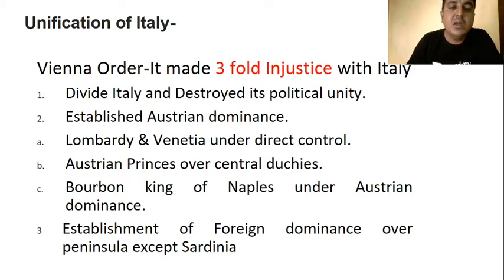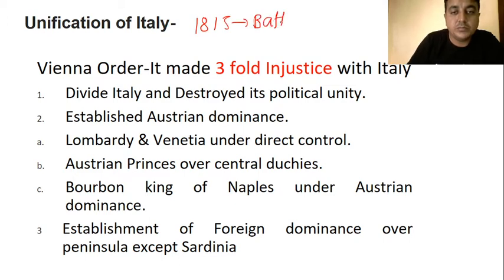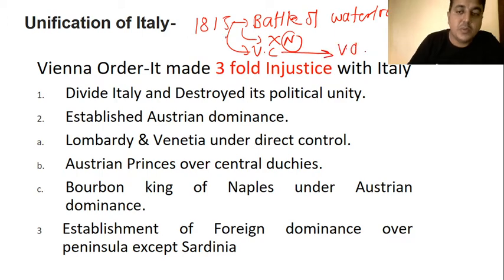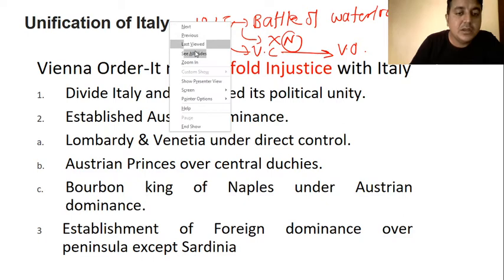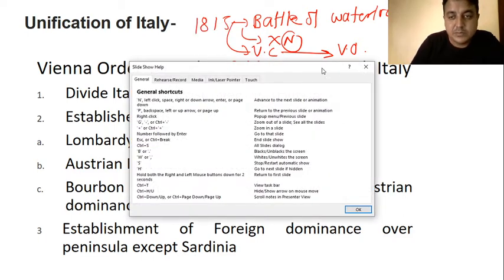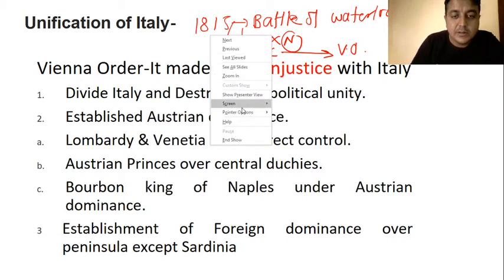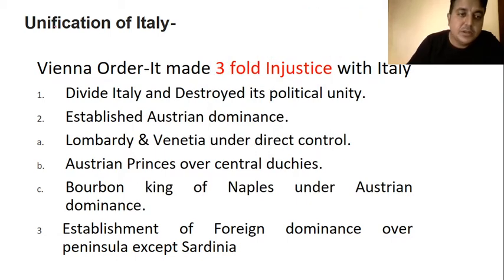So what happened after the end of Napoleon? As we know, in 1815, the Battle of Waterloo and the end of Napoleon. After that, there was the Vienna Congress, and the Vienna Congress led to the Vienna Order. We discussed this in detail when we discussed the Metternich system. Okay, we already discussed it. Now we are coming back to our point. So how did the Vienna Order make a threefold injustice with Italy? How is it possible?